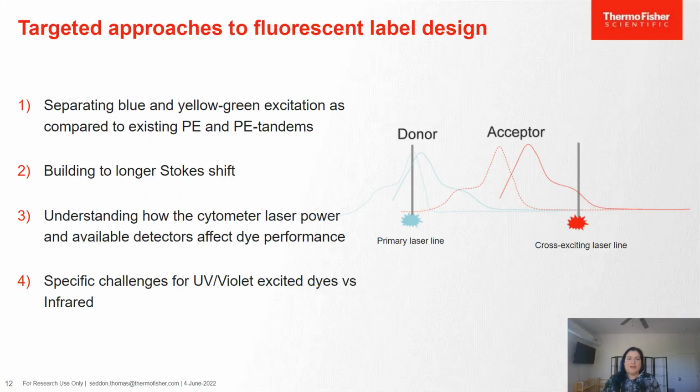And so we tried to take a few different targeted approaches to designing new fluorescent labels. And so I'm going to be talking about this, but we started with the idea of separating out one of the primary issues with blue and yellow-green excitation as compared to existing PE and PE tandems. And then I'll talk about a number of other things that we've approached in terms of thinking about dye design.